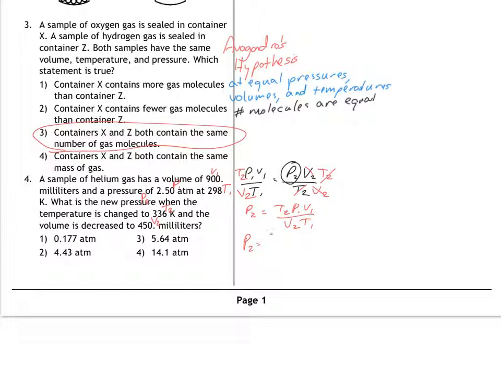The second temperature was 336 Kelvin. The first pressure was 2.5 atmospheres, and the first volume was 900. And the second volume was 450, and the first temperature was 298 K. So from here, we just solve. And I got 5.64 atmospheres as my answer, which is perfect because it matches up with 3.